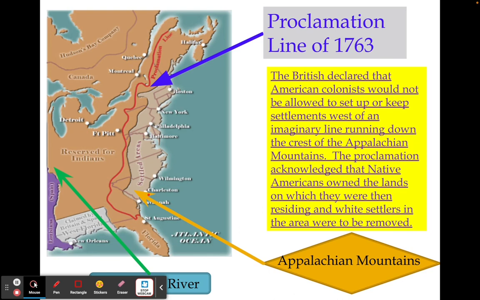And the proclamation said Native Americans own those lands, and white settlers are going to be removed back east towards the coast. So we shall see whether or not that's something the colonists are going to be very happy to follow.